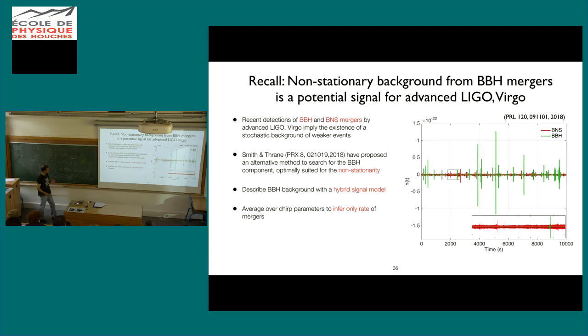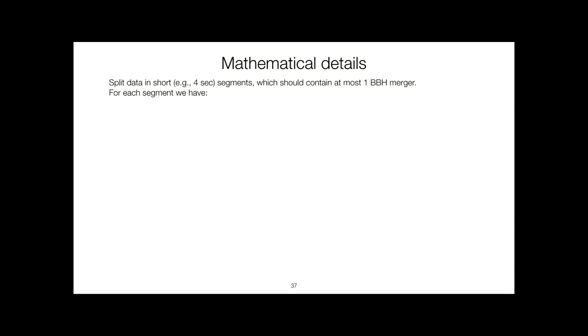They are only interested in the rate of mergers, even though these signals are given by binary black hole mergers and hence are described by a chirp waveform. They effectively average over those chirp parameters to infer only the rate of the mergers. And although they don't need to use two detectors, they do use two detectors in order to discriminate against glitches. So the mathematical details are this.